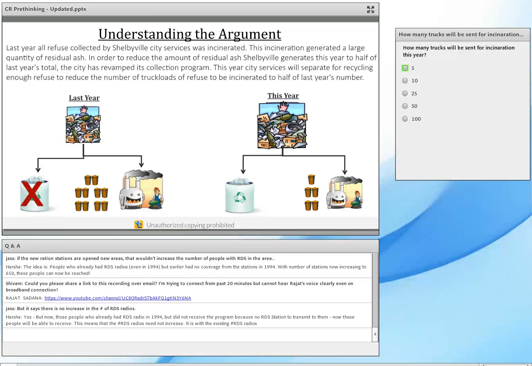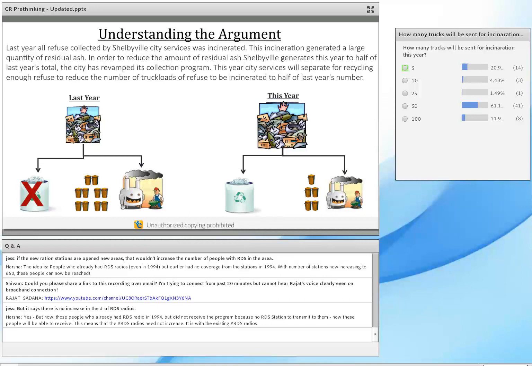If I collect 10 times as much refuse, how many trucks do you think I'll send for burning this year? Okay, guys, I need more responses. I have only 50 responses. Come on, guys. I have 150 responses for the poll. If I collect 10 times as much garbage, how many trucks do you think I'm going to send for burning? Is it going to be 5? 10? 25? 50? 100? Let me end the poll. I'm going to broadcast the results.